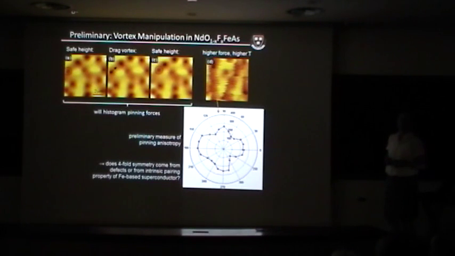Where in the phase diagram is this? Well, in these 1111 materials, it's never in a spin density wave phase, except the vortex might induce a spin density wave phase.